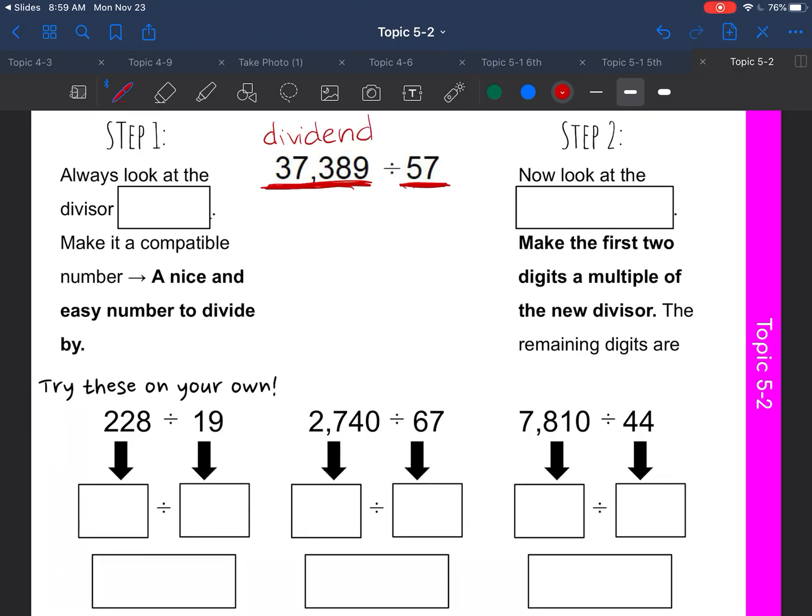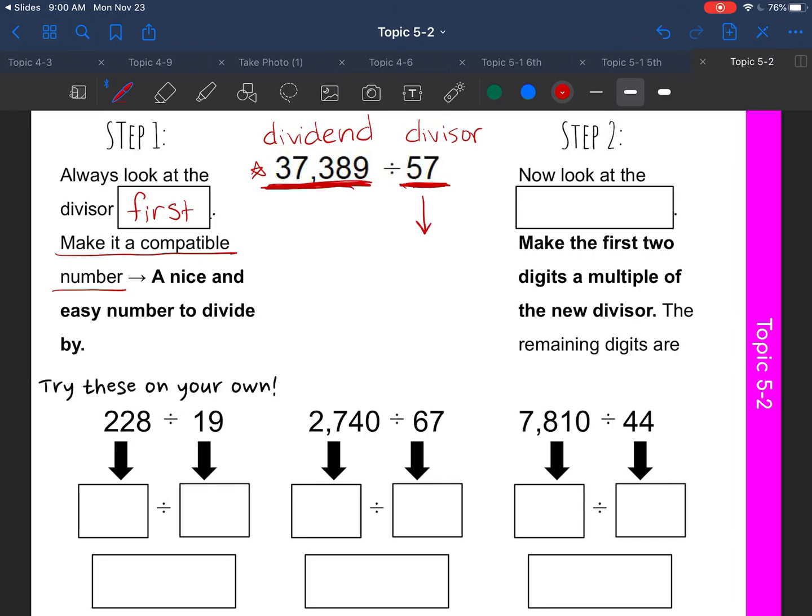37,389 is the dividend. And the thing that you're breaking it up into, how many parts you're breaking it up into, is called the divisor. So we have the dividend and then we have the divisor. Step 1 is to always look at the divisor first. You always look at the divisor first, and that's my little trick for you. Don't look at the dividend just yet. Look at that divisor and make it a nice, easy, compatible number.